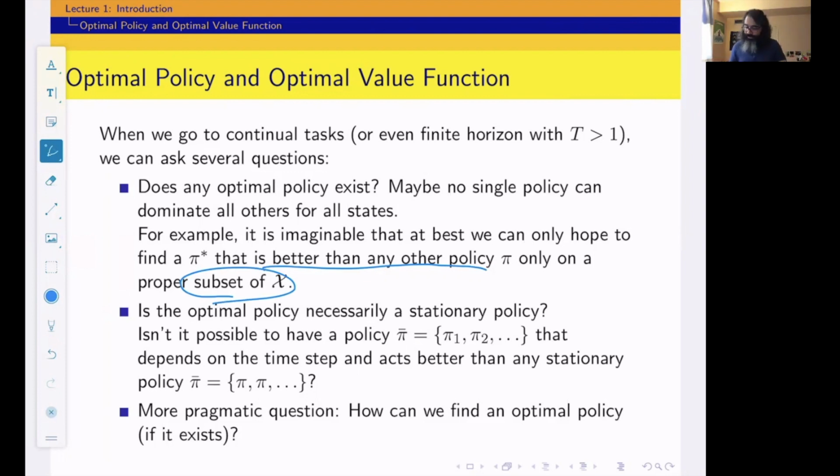In that case, there's no optimal policy. The other question is, if you remember, I focused on policies that are stationary and Markov. But maybe it is possible to find a policy pi bar that depends on the time step: pi 1, pi 2, pi 3. If we follow that policy, which means that at the first time step we choose action according to pi 1, at the second time step according to pi 2, and so on, maybe the value of that policy is actually better than the value of any stationary policy. That's imaginable.